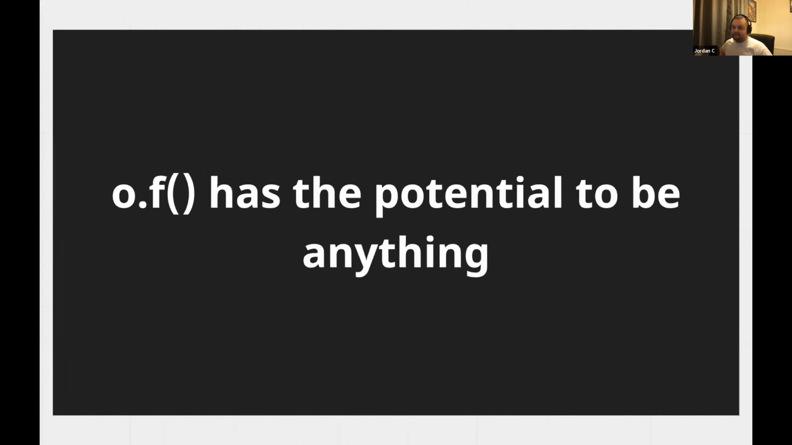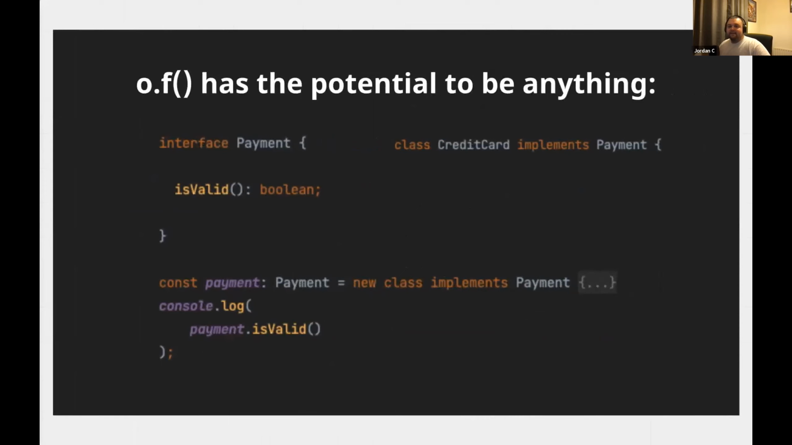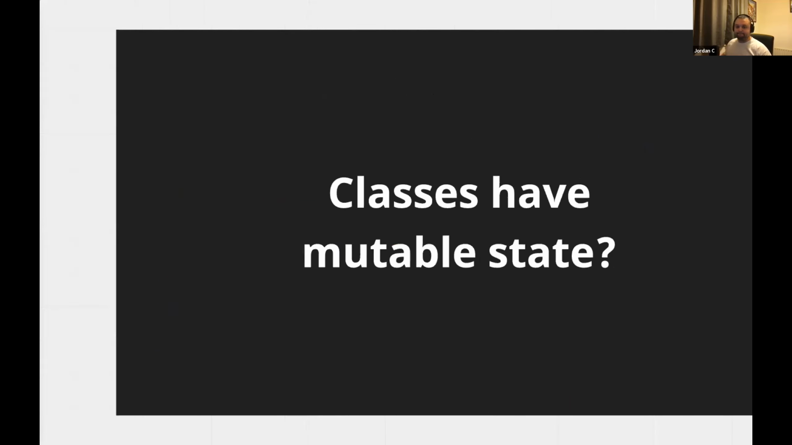However, there's a slight difference, and quite a big one, that O of F has the potential to be anything. What does this mean? So sometimes we use abstractions in object orientation to abstract away details. So for instance, we could have a payment abstraction that has the is valid function on it, and our credit card will implement that. But when we go to actually use the payment, we don't know what the underlying class is. We just know that there is an is valid function on that. So it could be a credit card, debit card, gift card, or any kind of payment that we implement.